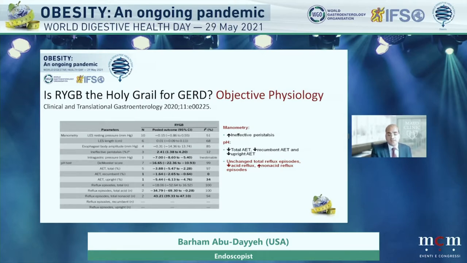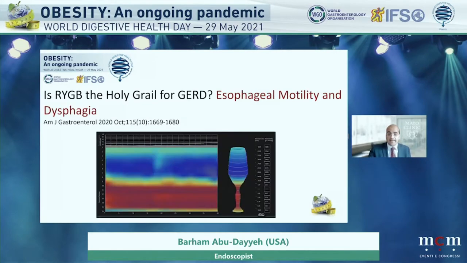So the issue is when you look at objective physiological measures of manometry and pH, the Roux-en-Y gastric bypass does improve acid exposure time, but it does not significantly alter the total reflux episodes, especially of alkaline or weakly acidic refluxate, as shown in this meta-analysis.